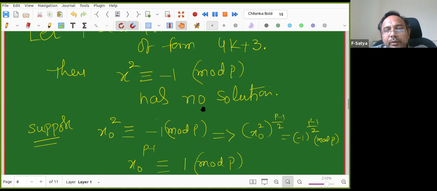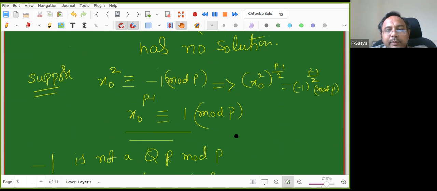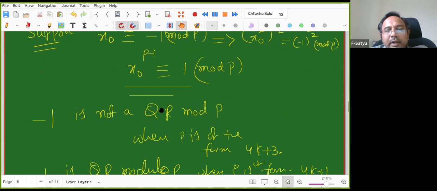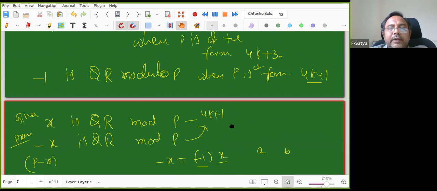Suppose it has a solution x naught square equal to minus 1 mod p, then by Fermat's little theorem, it contradicts, right? So that's why we proved it. So -1 is not a quadratic residue modulo p when p is of the form 4k plus 3. But for the other form, -1 is a quadratic residue, we did it.